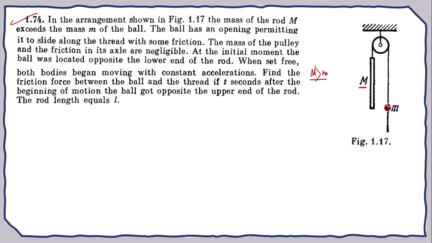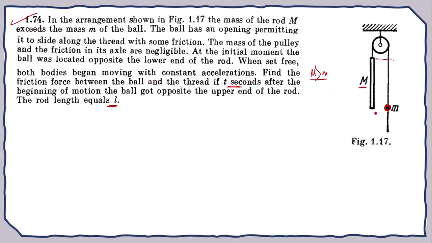Friction is acting between the ball and the thread, and because of that the ball is moving upward. Ultimately, after t seconds, the ball comes to that position. The length of the rod is given as L. You are asked to calculate the friction force between the ball and the thread.